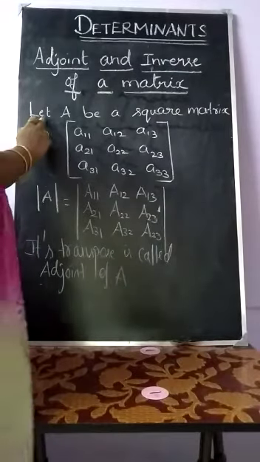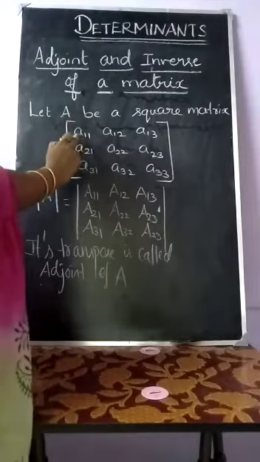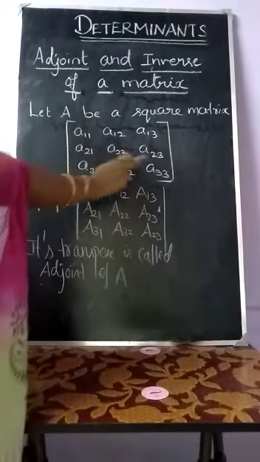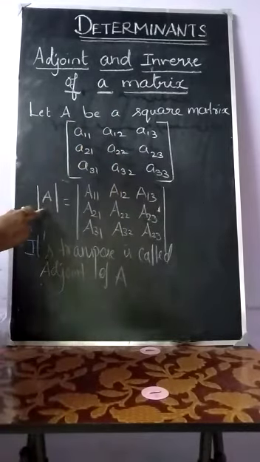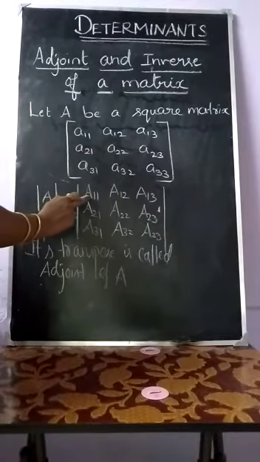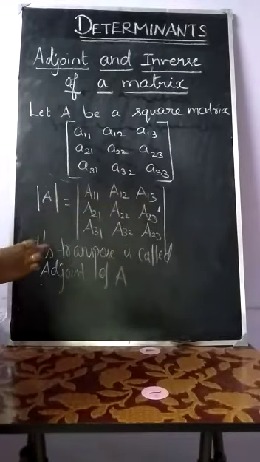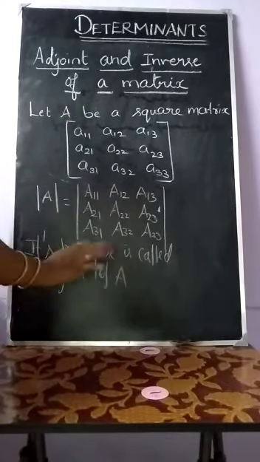Actually, we have to take one square matrix, that is A11, A12, A13 up to A33. The cofactor matrix of modulus A is equal to capital A11 up to A33. Its transpose is called the adjoint of A.